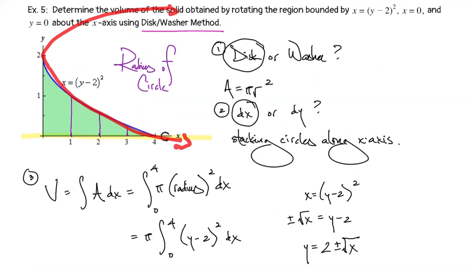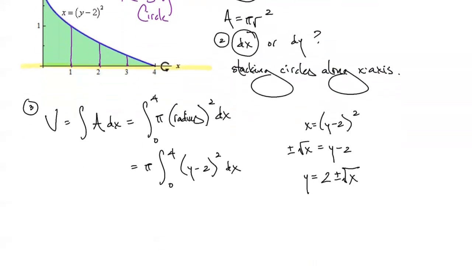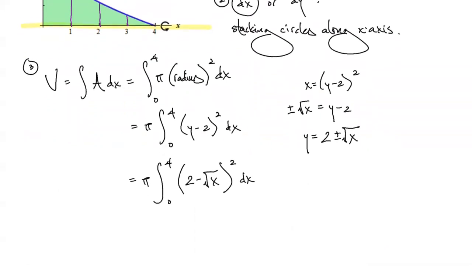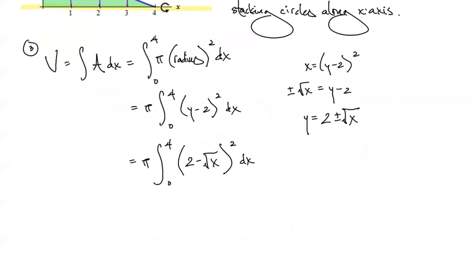So if you forget to do the plus minus and you only have a plus, you're actually going to get this part of the curve, which does not match the diagram. So in this particular situation, we want to choose 2 minus the square root of x. So we get pi, the integral from 0 to 4 of 2 minus the square root of x squared dx. Got to be really careful about your computations here, but you should end up with the same answer you got from the previous question.